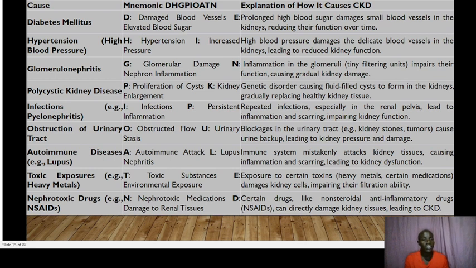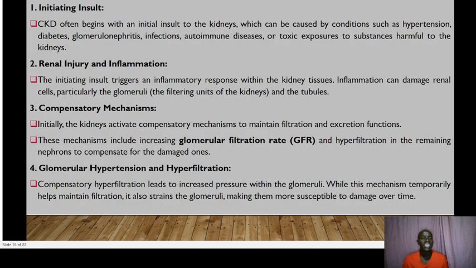We also have toxic exposure, e.g. the heavy metals. And then lastly, we have the nephrotoxic drugs, e.g. the NSAIDs. The NSAIDs can damage renal tissues, and these drugs can directly damage the tissues leading to CKD. So those are the causes of kidney disease.